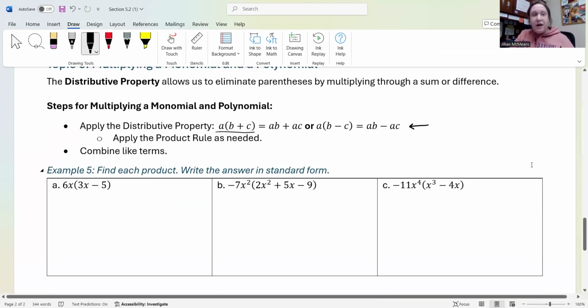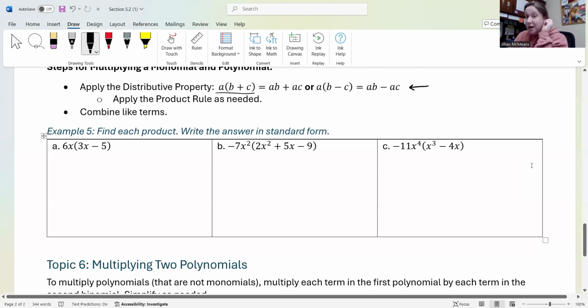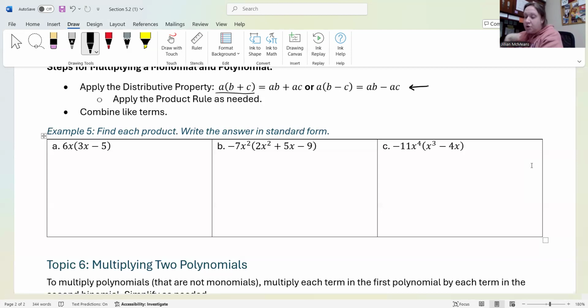All right, so example 5 says, find each product and write the answer in standard form. Okay, so for part A, we have 6x times (3x minus 5). So for this one, and maybe all of these, I'm going to show you very slowly, step by step, how to do these. And then, once we get moving in this class, the assumption is you could do something like this without having to show all the side work, okay?